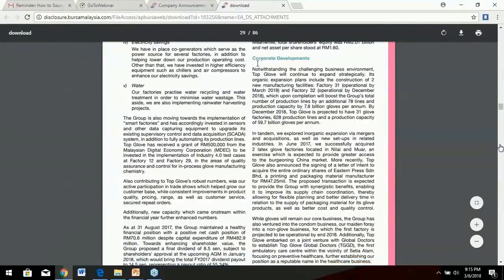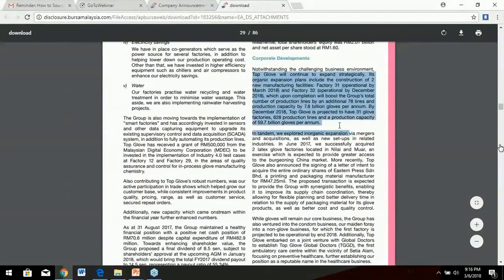Okay, this is the second part that I would like to bring you. Some people put it as corporate developments. This is a place where you can find whether the stock has the capacity, has the plan to grow in the future. Like for example, Top Glove will continue to expand strategically. So what does it do? Its organic expansion plans include the construction of 2 new manufacturing facilities.